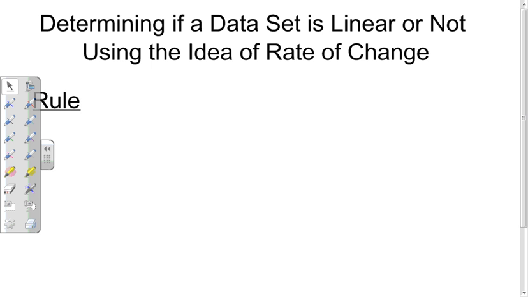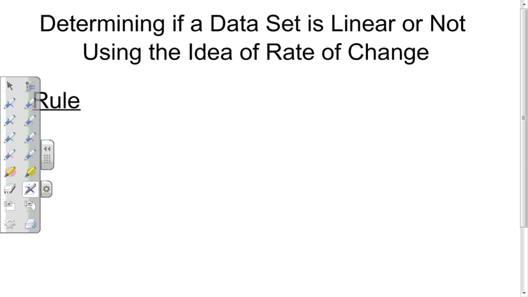Rate of change is a very broad area, but for right now we're going to look specifically at determining if a data set is linear or not using the idea of rate of change. Now when I say linear, it would be so easy to graph the data set and say, hey, it makes a line. But we're going to talk about knowing if a data set makes a line without actually making its graph.